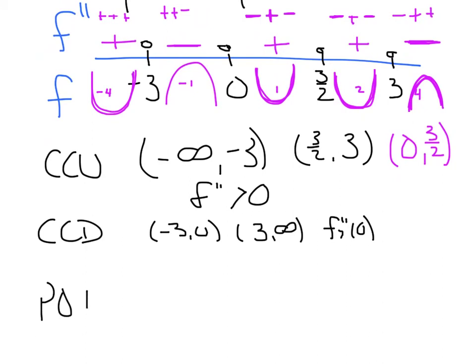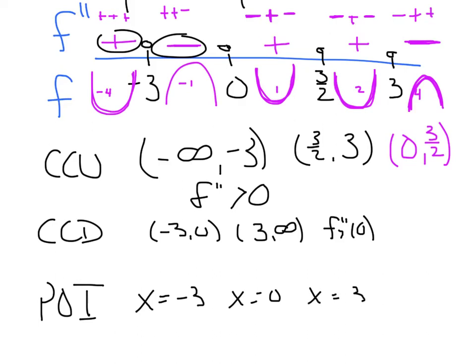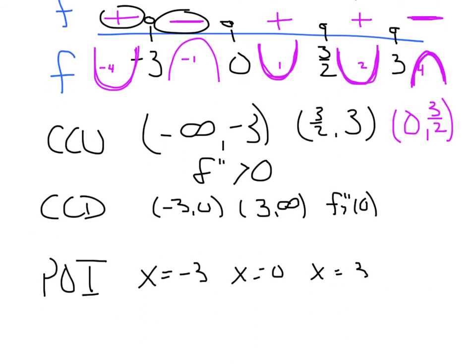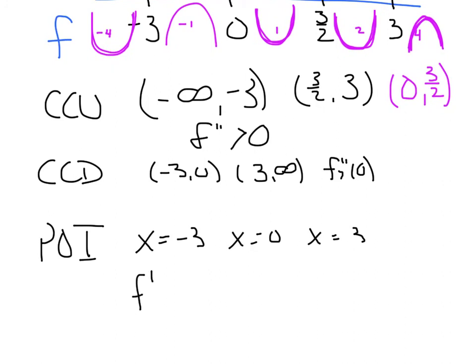And lastly, any points of inflection. I would say I have several points of inflection. I have one at x equals -3, so that went from positive to negative. I have one at x equals 0, from negative to positive. And lastly, at x equals positive 3. Now remember, for points of inflection, all we're saying is f double prime changed signs.